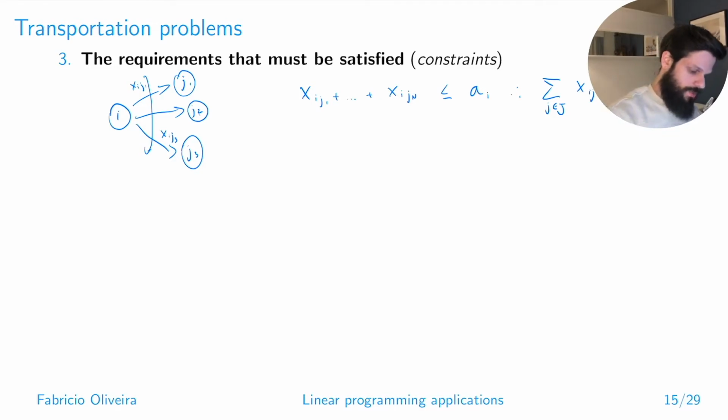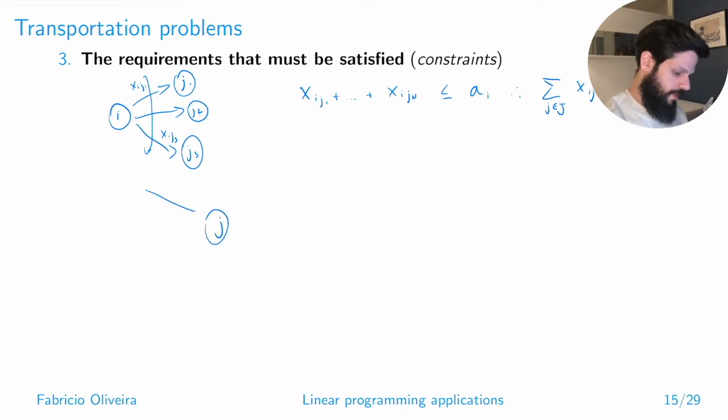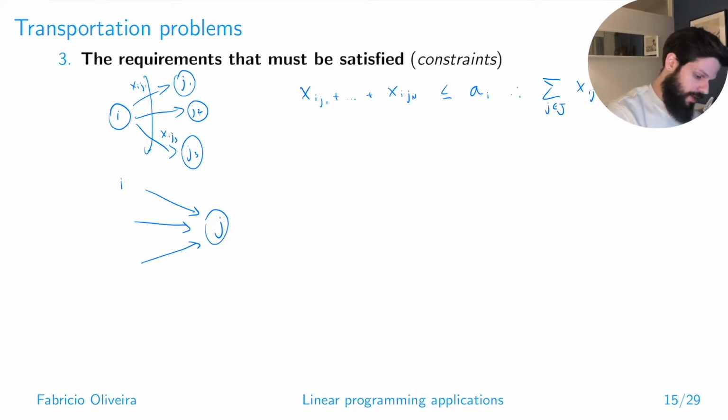And likewise, when I look at a client J and think of everything that is being sent to my client J from all my plants I, so I have I1 here, I2 here, and I3 here, for example.